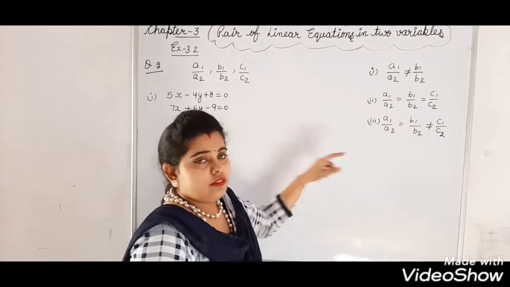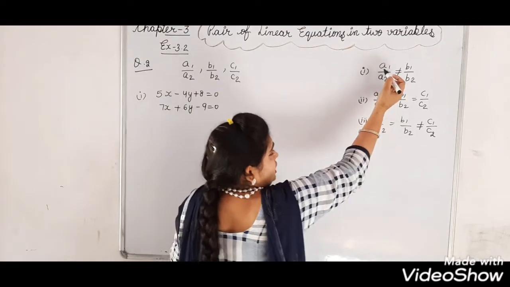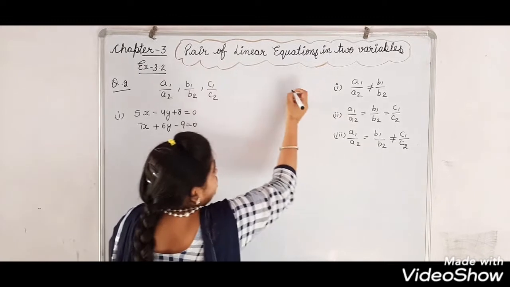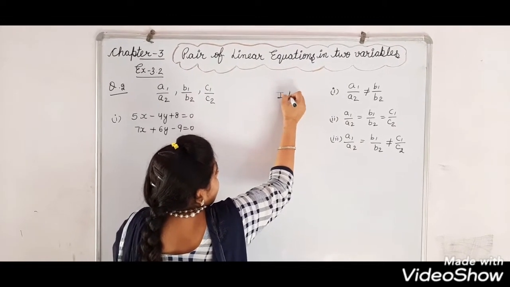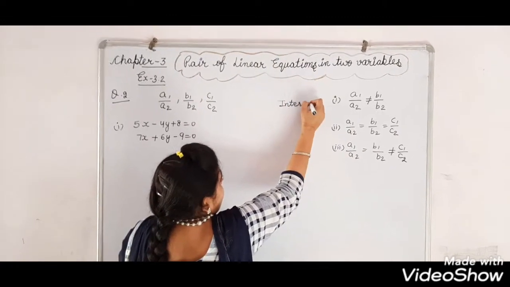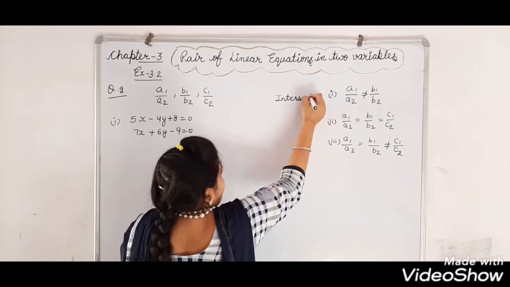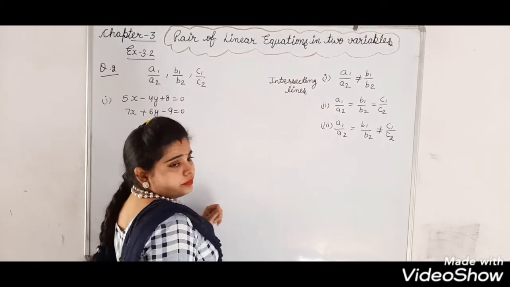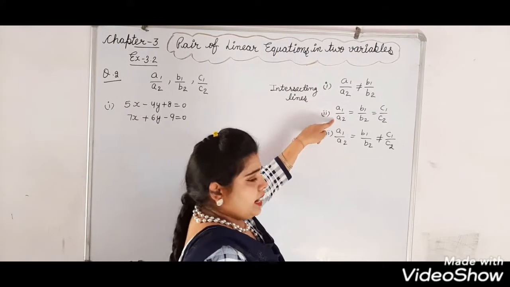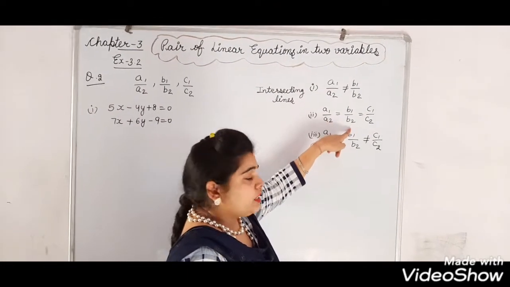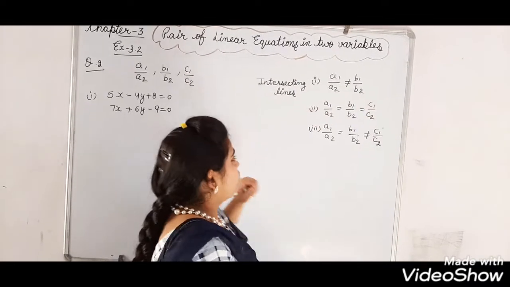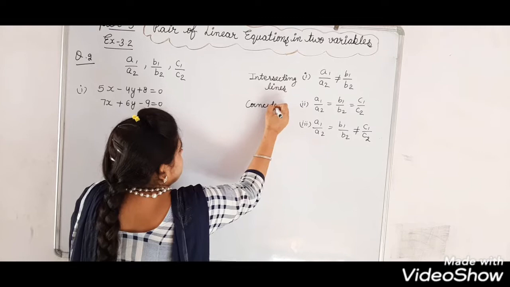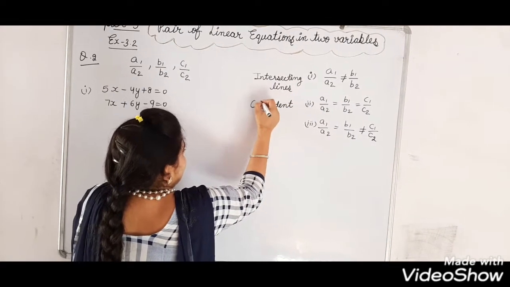Now three conditions we have studied earlier. First condition is A1 by A2 not equal to B1 by B2. If this condition is there, then lines are intersecting, means lines intersect at a point. And if A1 by A2 is equal to B1 by B2 is equal to C1 by C2, then lines are coincident.